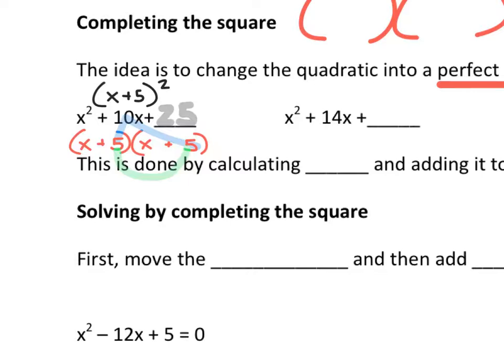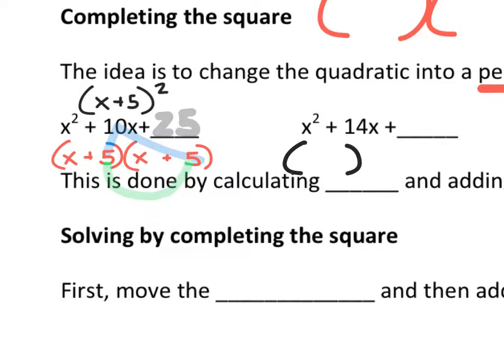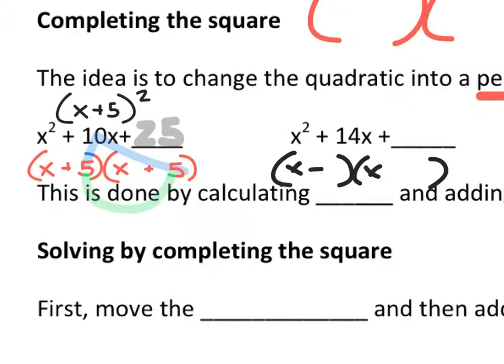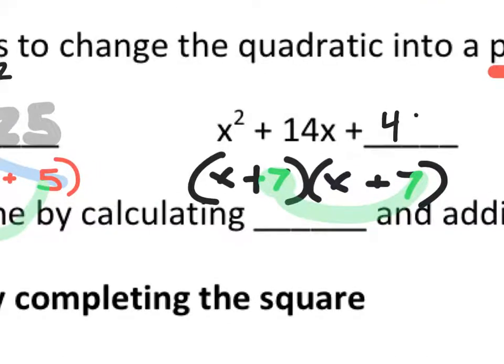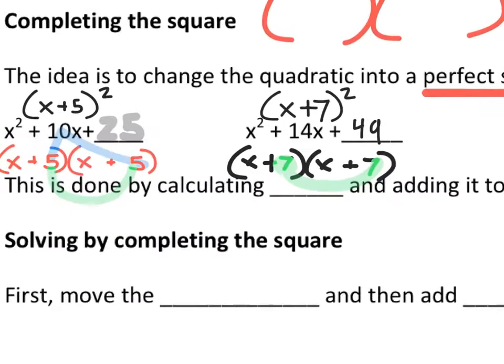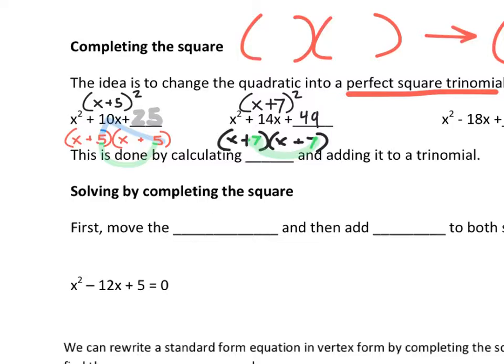It's literally as easy as looking at your middle term and splitting it up into 2 pieces. So this one is 7 and 7. And then to find that missing term, all you have to do is multiply. So 7 times 7 would make this one 49. And this would now factor to x plus 7 squared. All right?